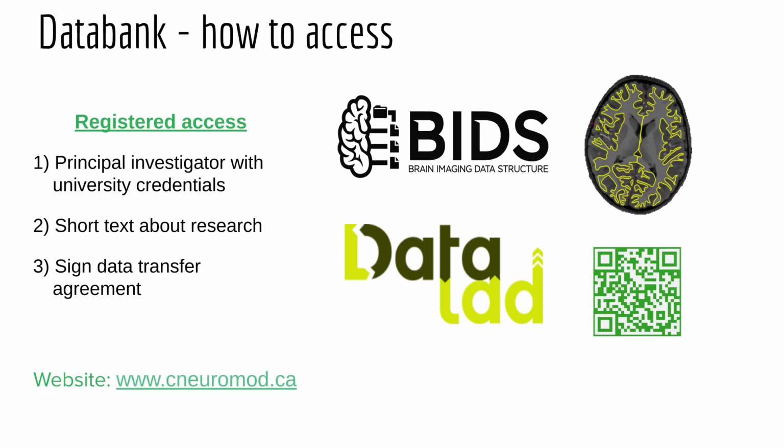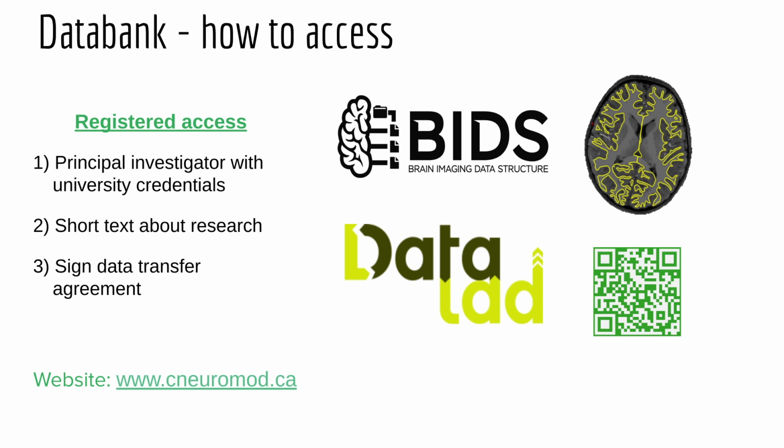So all this data talk is great, but how do you get access to it? I'm glad to say that by the time you hear this talk, our data bank will be open, so you can apply to get access to the data. The format will be registered access, so that means a PI of a lab with university credentials can go onto our site and write a short text about the type of research they want to do, so we can ensure that it matches the consent that we obtained from our participants. Our institution signs some data transfer agreements, and boom, the data is yours.